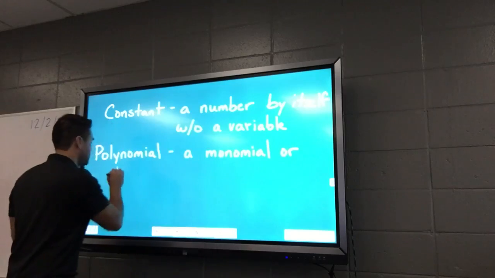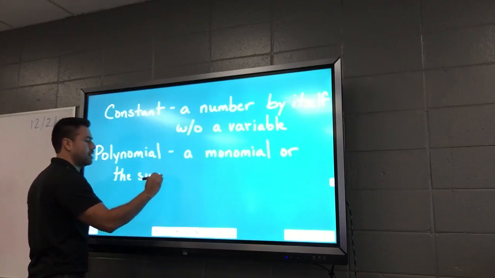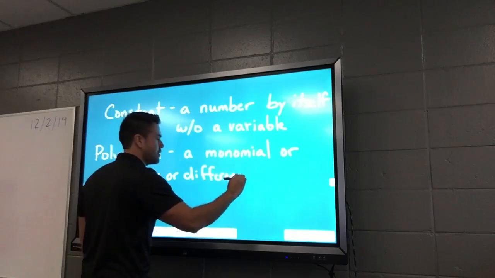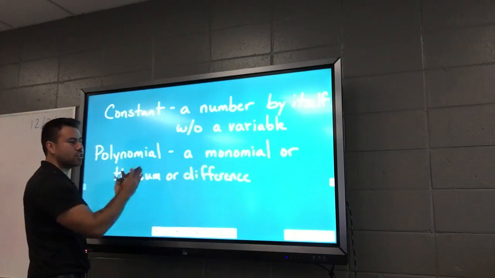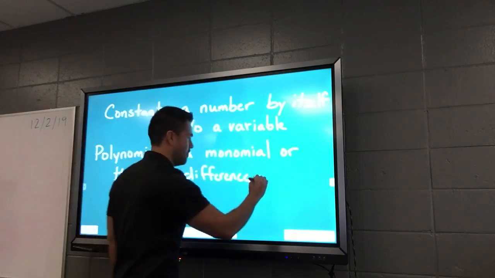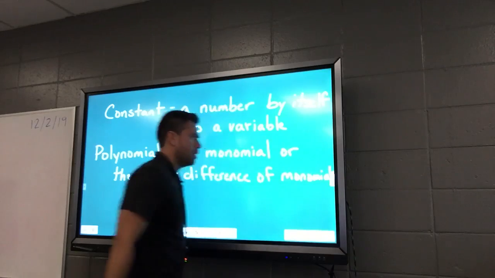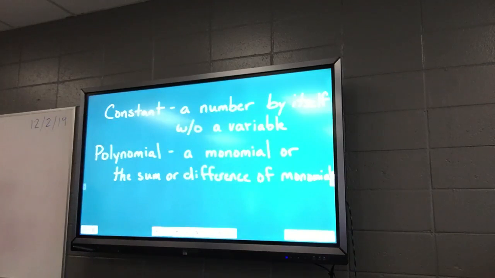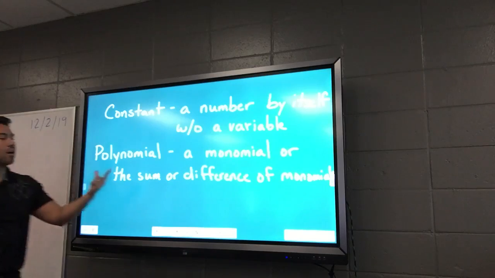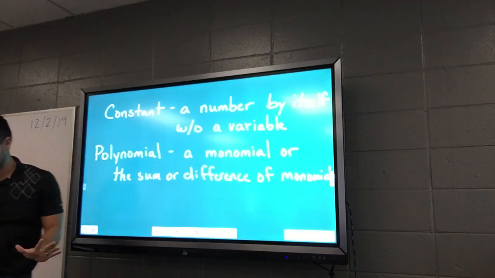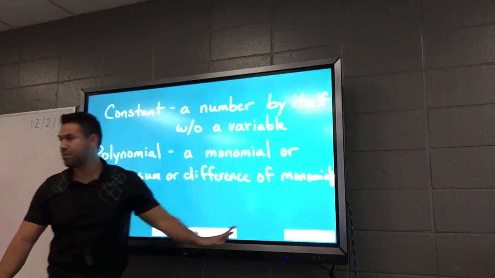Or the sum or difference of monomials. I wish you could just say sum of monomials for the difference part, but I'll explain what I mean. A polynomial is a monomial. So a monomial, you could say, that's a polynomial. You're like, wait, how does that make sense? That's how we classify things. But it's also the sum or difference of monomials. Right. Okay, let's look at some examples. Write that down.